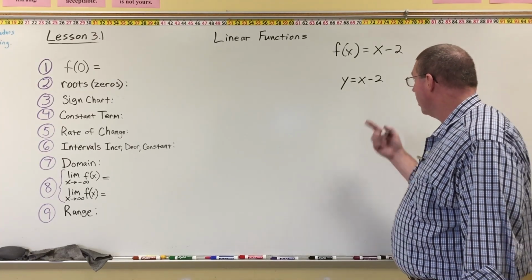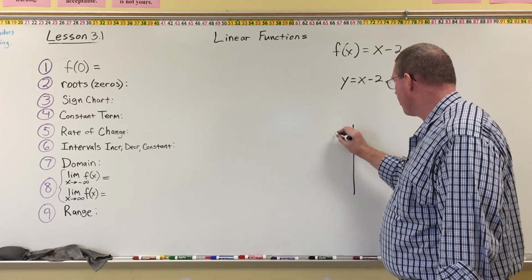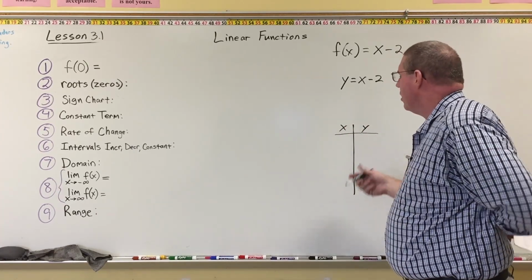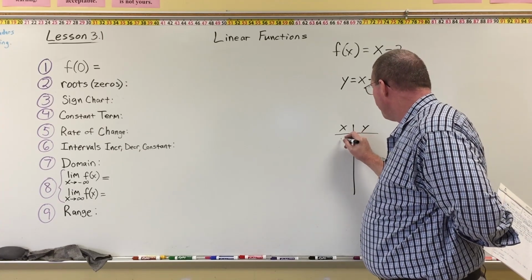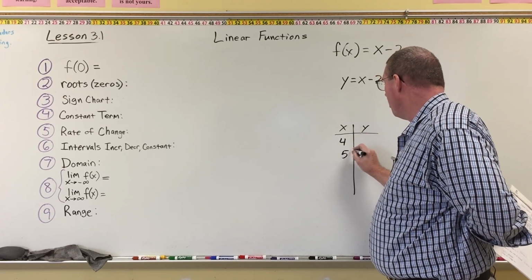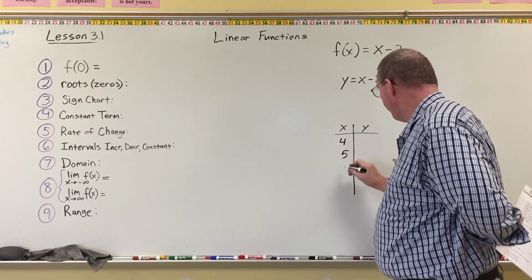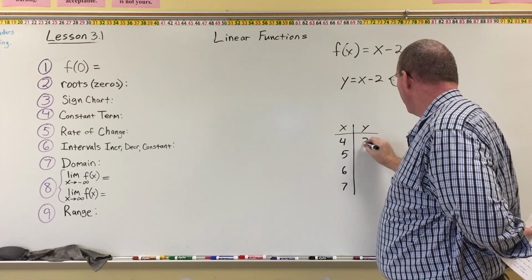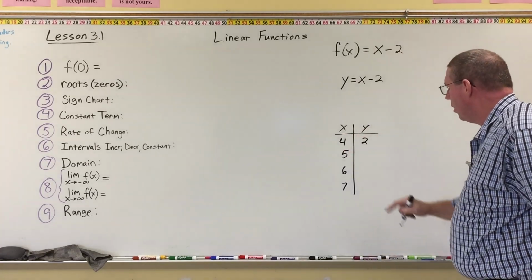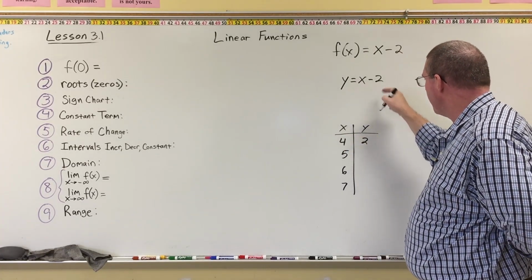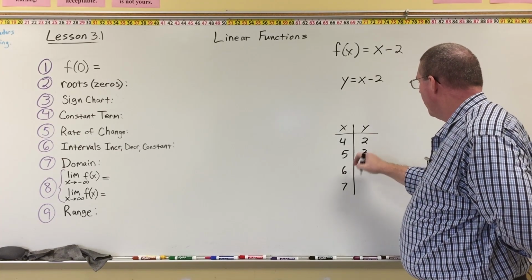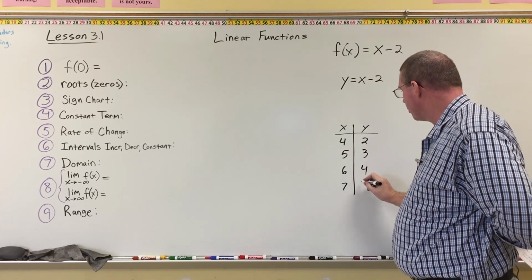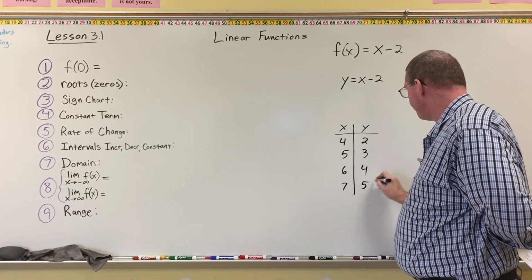And one way to understand that sometimes is to create what's called a T-chart, where you put your x's on one side and your y's on the other, and you put in a bunch of different ones. A lot of times people will put numbers that are in a row, like 4 and 5 and 6 and 7. Well, 4 minus 2 is 2, so when x is 4, y is 2. When x is 5, 5 minus 2 is 3. When x is 6, 6 minus 2 is 4. Now, notice something interesting here. 7 minus 2 is 5.